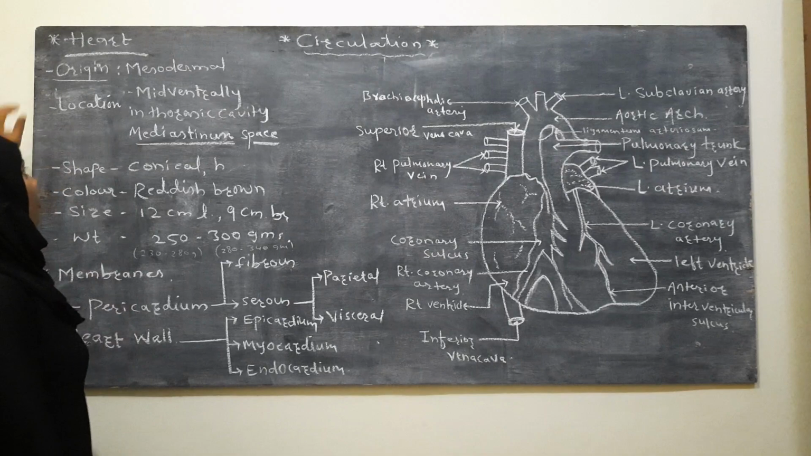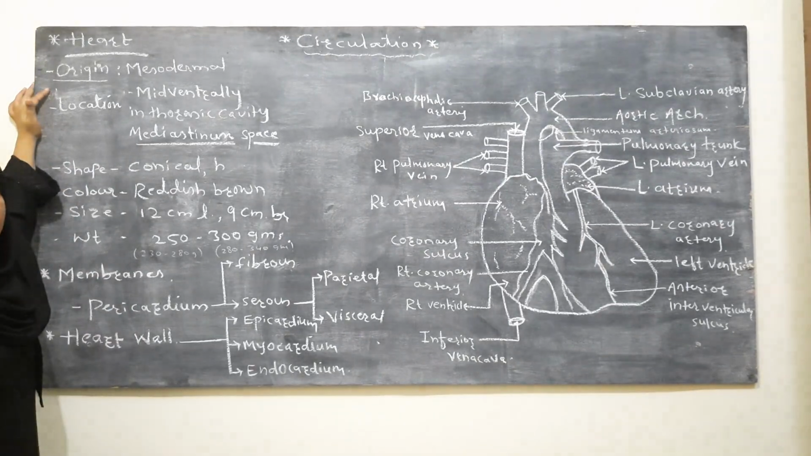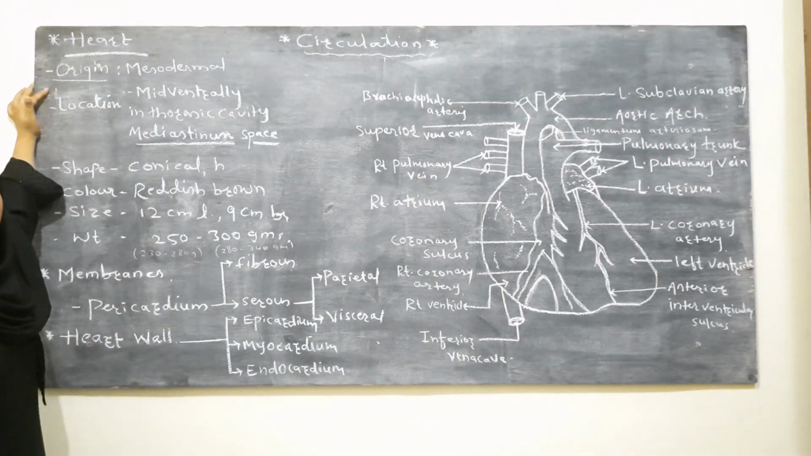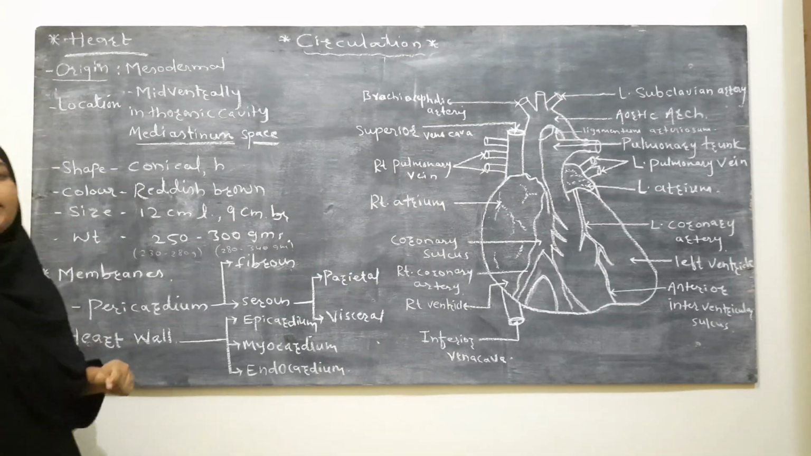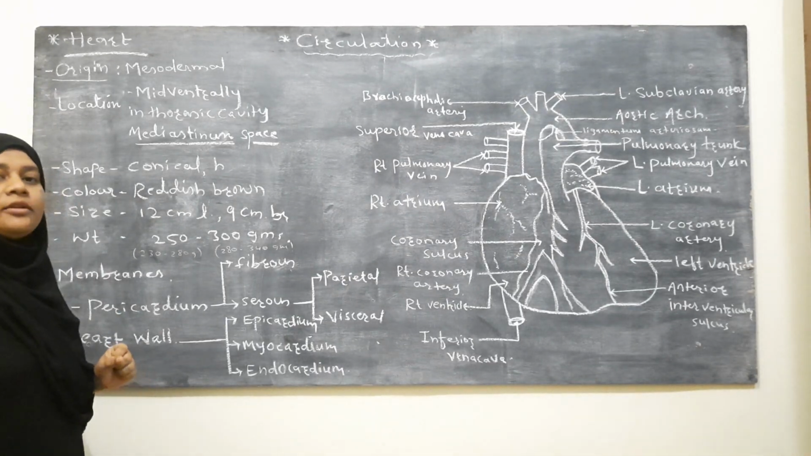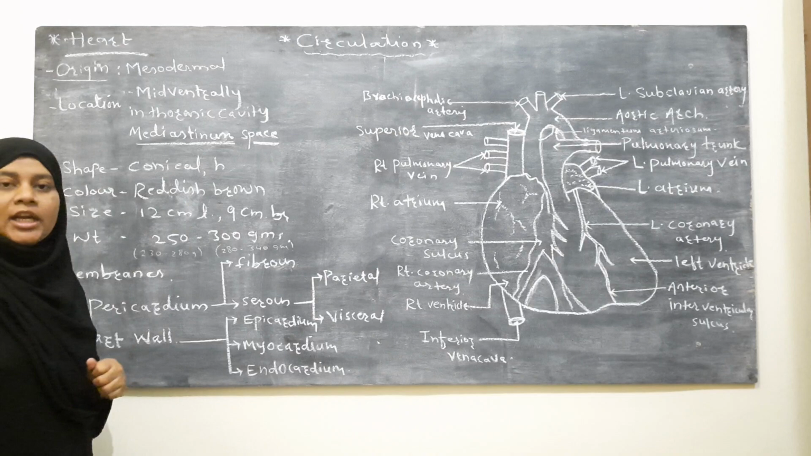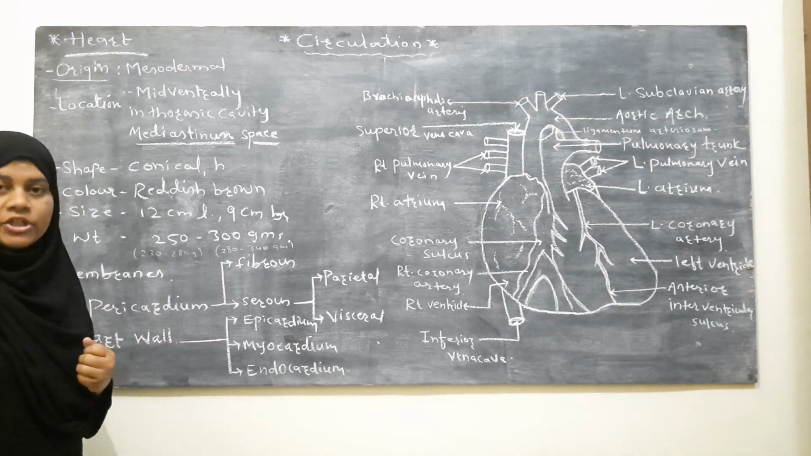Heart gets originated from the mesoderm, that is, it is mesodermal in origin. Human heart is mesodermal in origin. Where is it located? What is the position? What is the location of the heart?